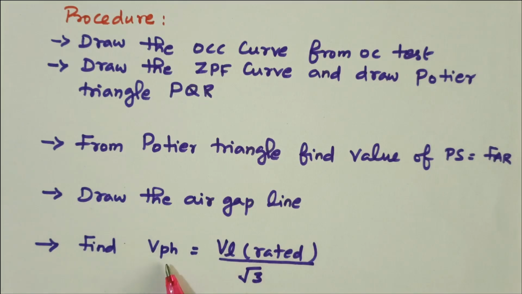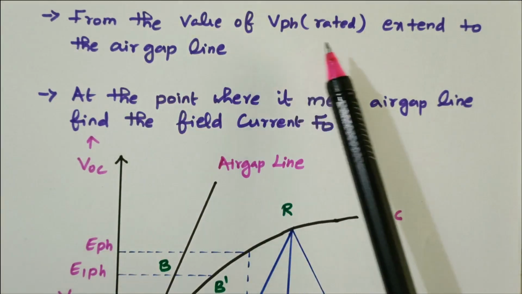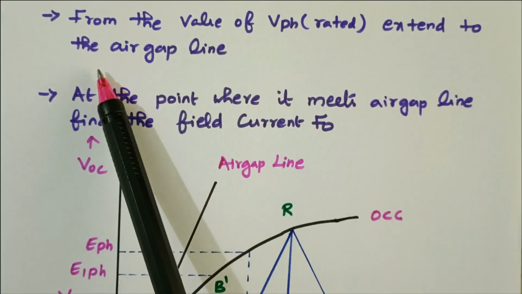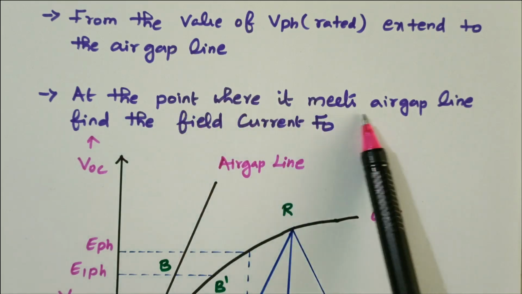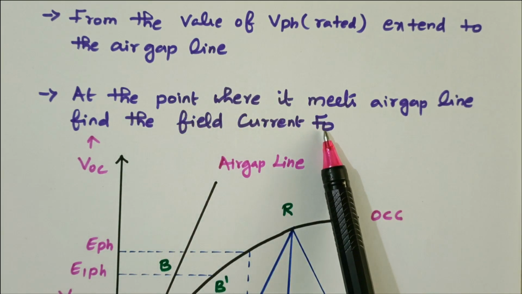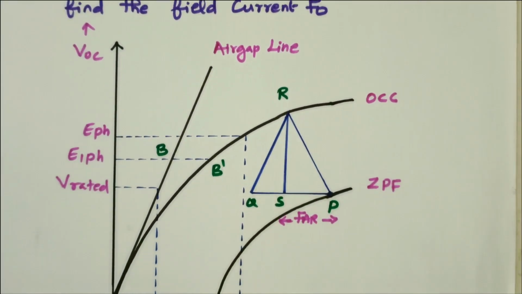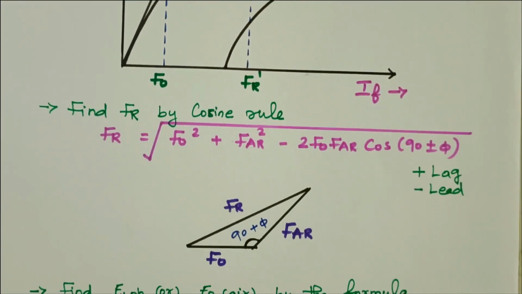Then find the V phase. That is nothing but V line rated divided by root 3. So from the value of V phase rated, extend the line to the air gap line. At the point where it meets the air gap line, that will give the corresponding value of F0. So this is the diagram we discussed earlier. Then we'll see the next step.